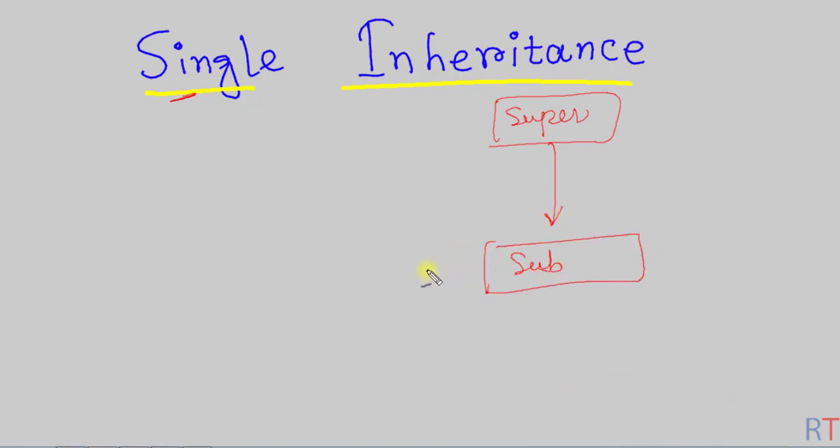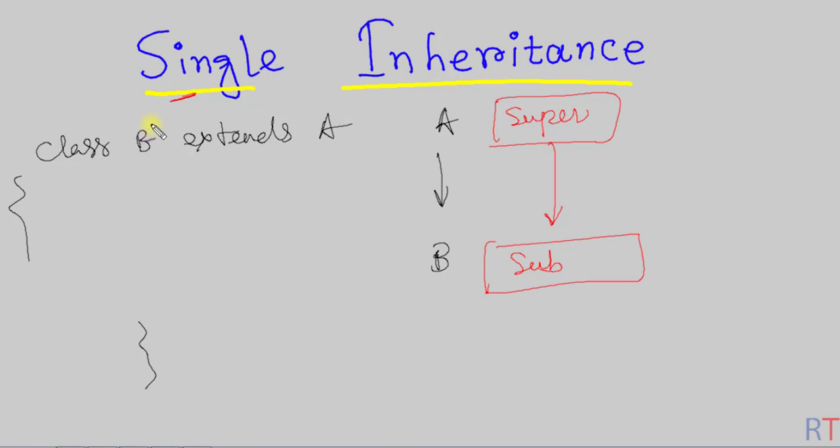For example, if class B wants to acquire the properties of class A, then we have to write class B extends A, and this way class B can acquire the properties of the superclass A.